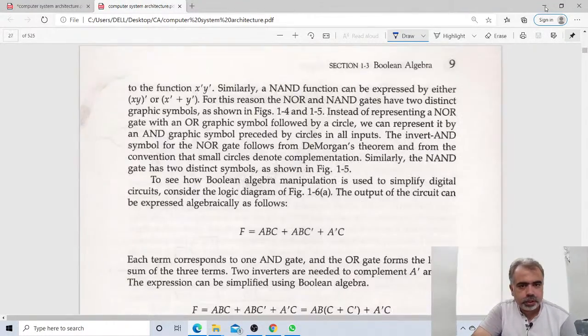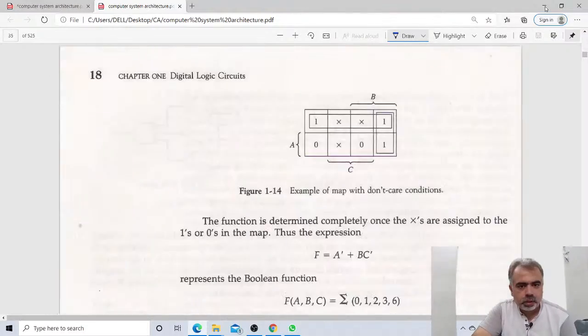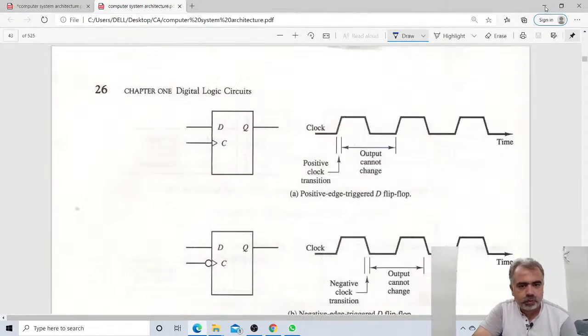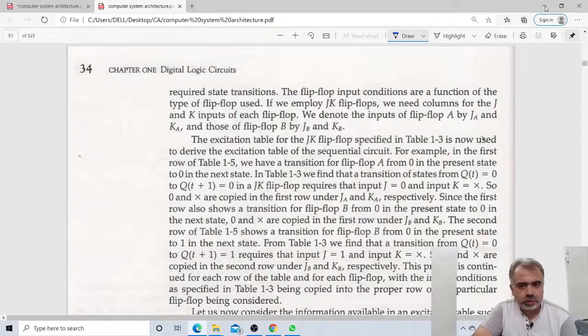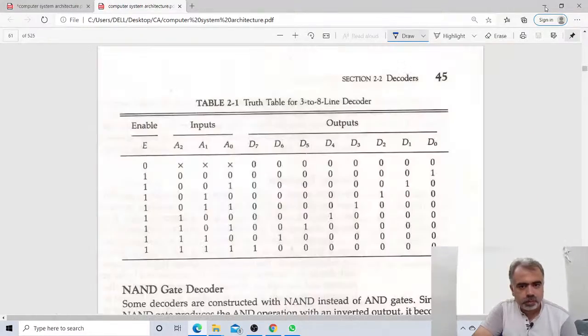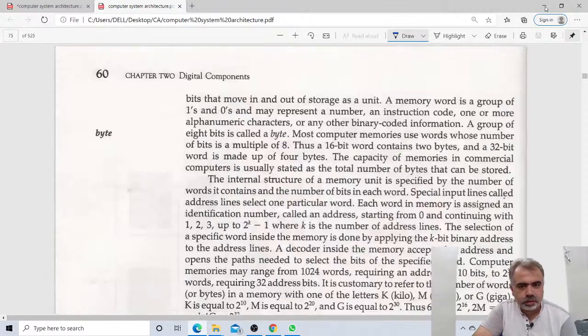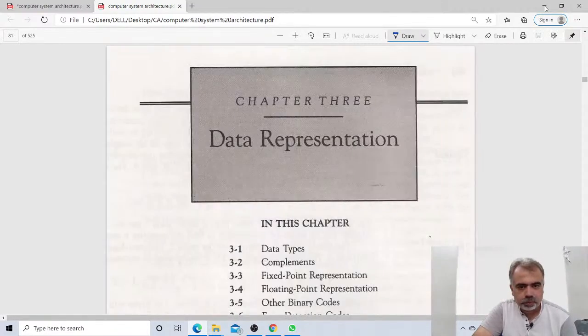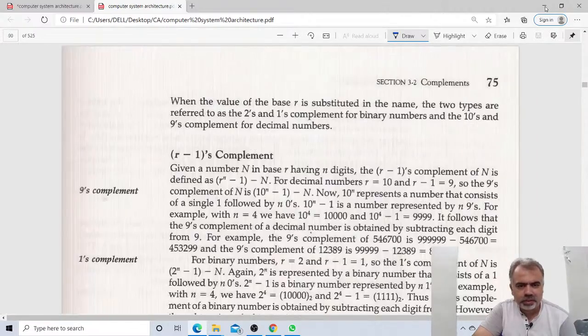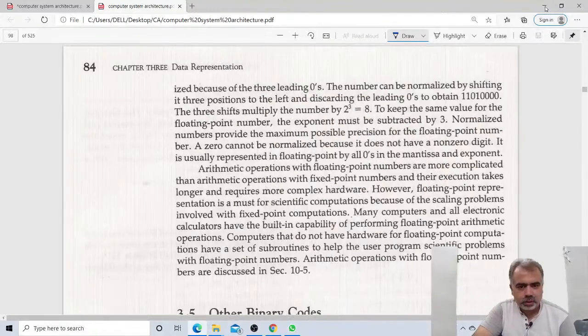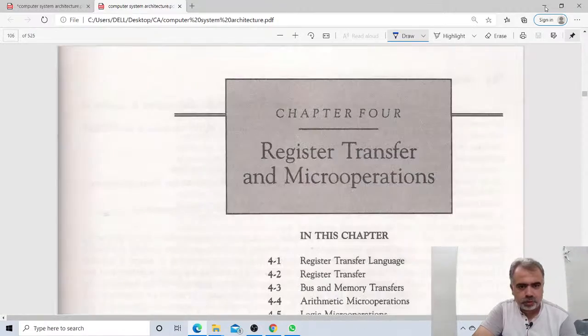This is very important. Okay, very quickly I'll move towards the fourth chapter. This is the book that you have to do for computer architecture, and this is enough for this subject. So this is the third one again. Let me quickly move towards the fourth one.